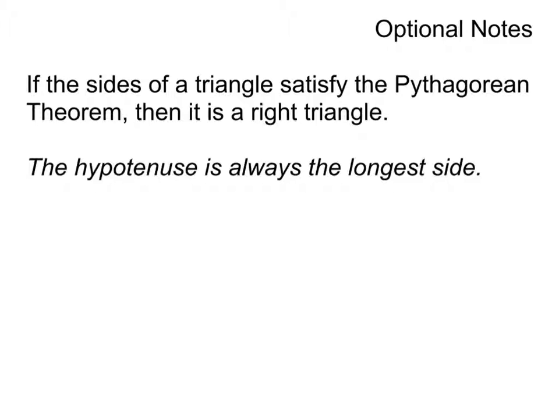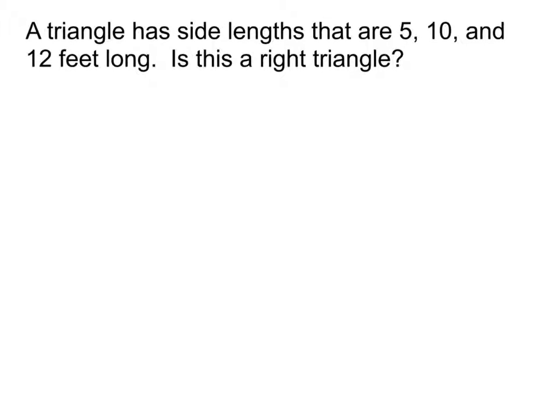And when you go to plug it all into the Pythagorean theorem to check it, notice the hypotenuse is always the longest side of a right triangle. So whichever of your 3 sides is longest, put that in to play the role of the hypotenuse while you check it. So let's go back to our example here.